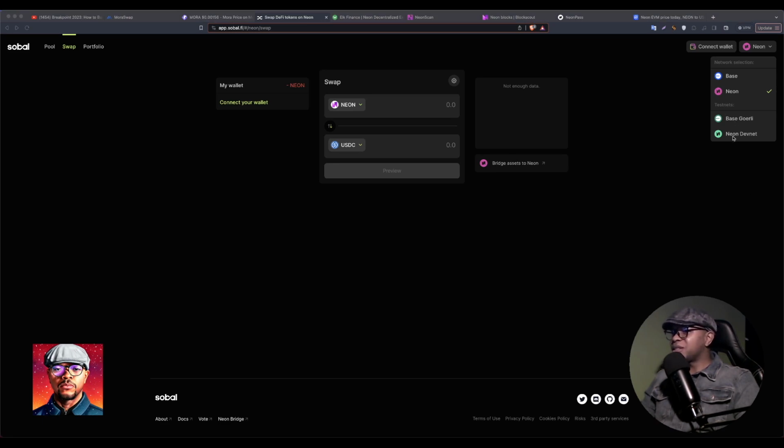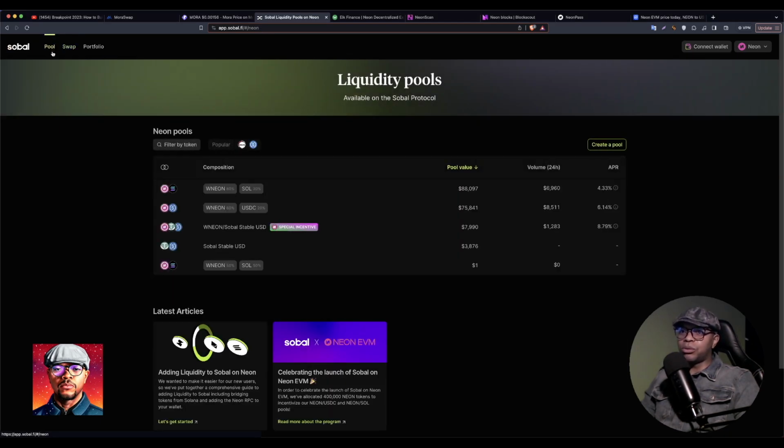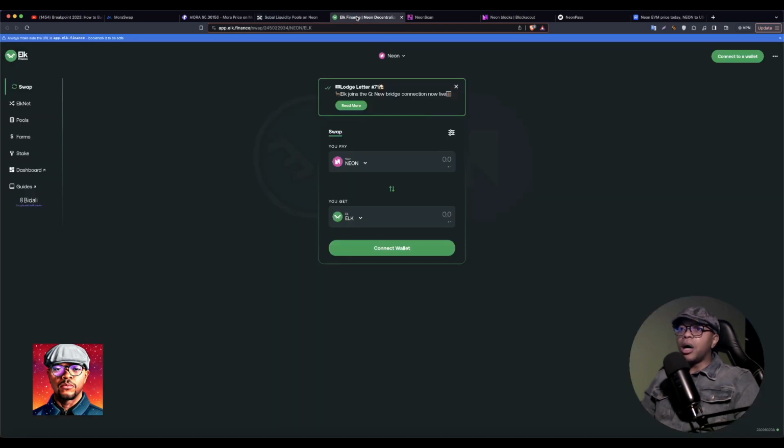And they have the testnets, Base, Goerli, Neon DevNet. Yeah, I see a lot of potential with what Neon is doing, guys. Totally. All right, so you can create pools here. It says Neon pools as well. And then Elk Finance. Now I took these links from the Neon EVM Telegram, in regards to their ecosystem and what they're developing.